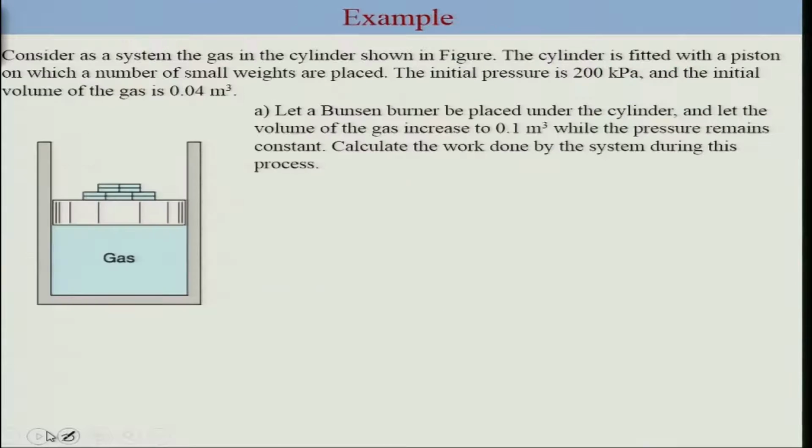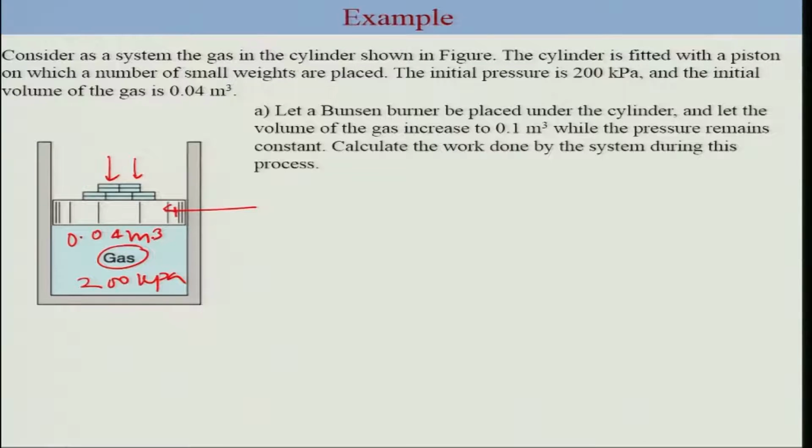Okay, so let us try this polytropic process with different values of n and understand by an example. So consider this is a system. This is a system of gas in a cylinder. Okay, this is a piston. Okay, the piston contains small weights which are represented here. These are the weights, and the initial pressure is 200 kilopascal, and the initial volume of this system is 0.04 meter cube.